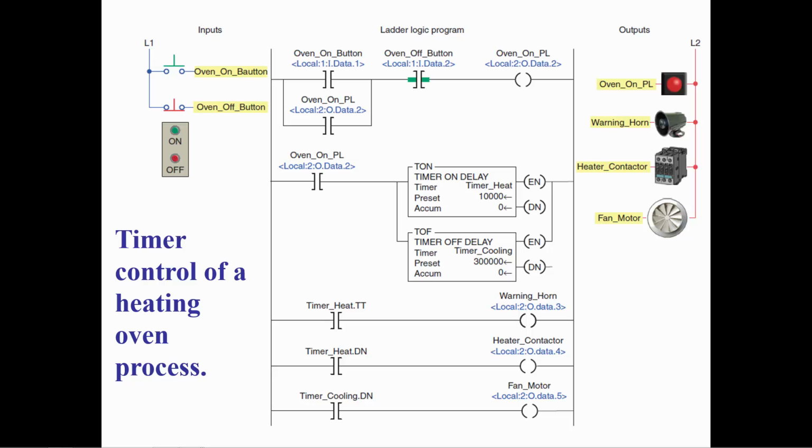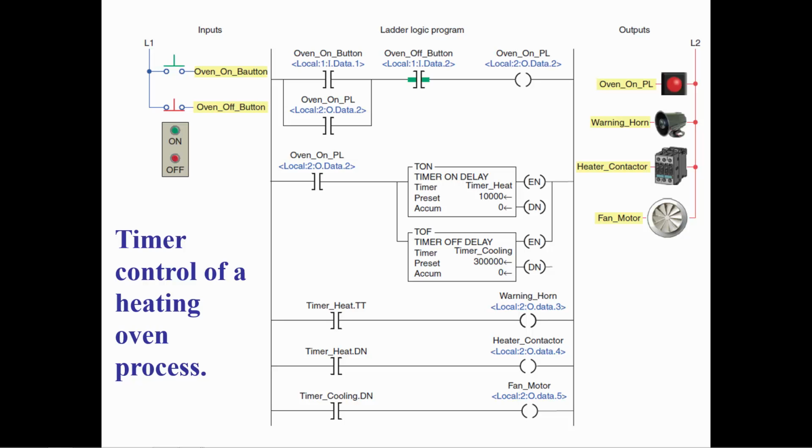The horn is turned on by the timer timing bit of the TON, and the heater contactor is turned on by the done bit of the TON. At the same time the TON is true, the TOF is true. As soon as the TOF instruction is true, the done bit is true, which turns on a cooling fan.